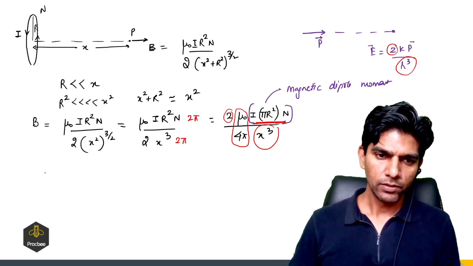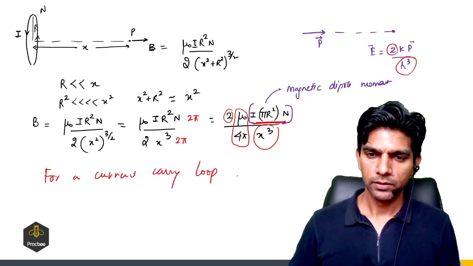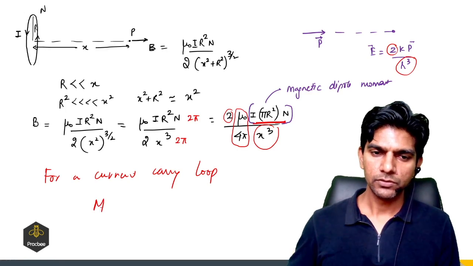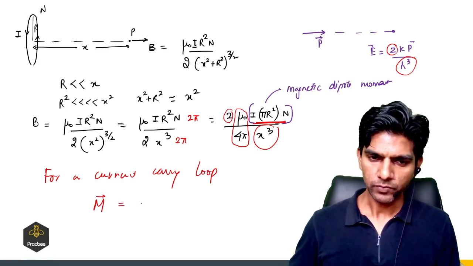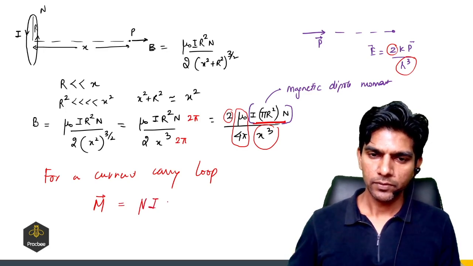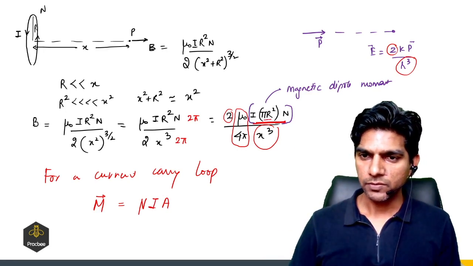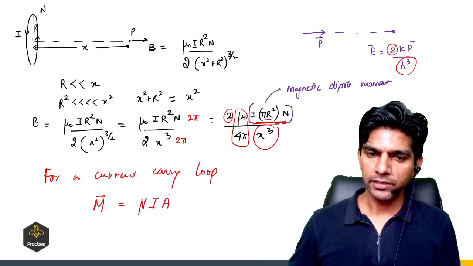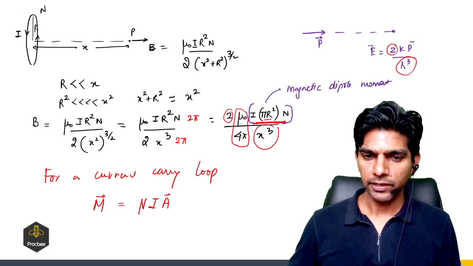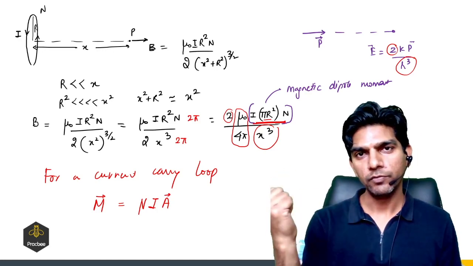So do remember this. For a current carrying loop, magnetic dipole moment, so I'm showing it with capital M, will be N I A, where A is the area bounded by one of the loop. So in this case, it is pi r square, and its direction will be along the direction of the area vector. And how we can find the direction? If you curl your fingers in the direction of the current, the thumb will give you the normal, right?